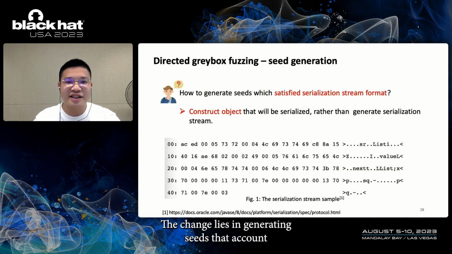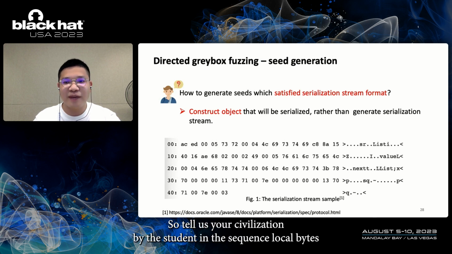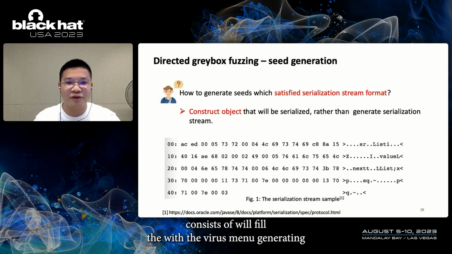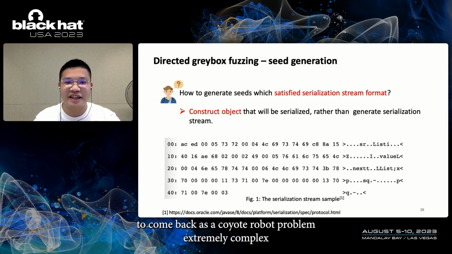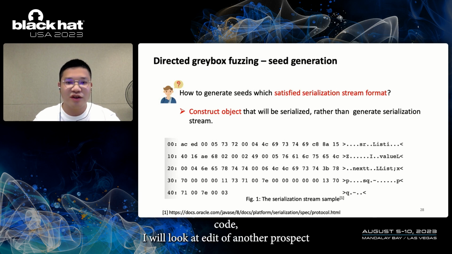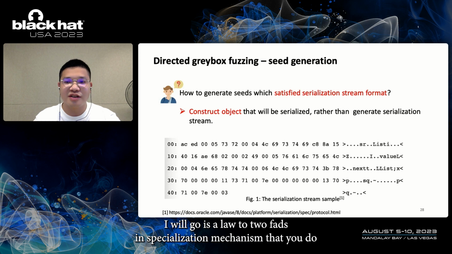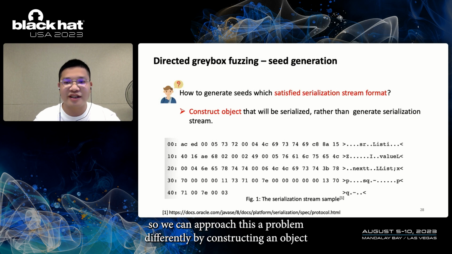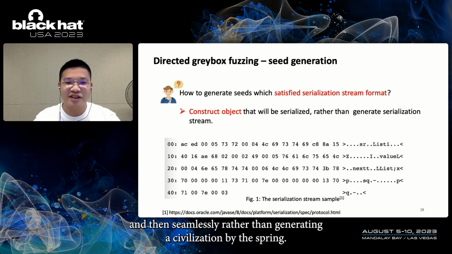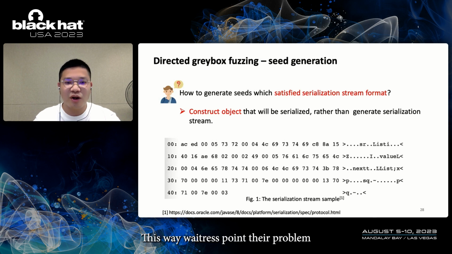The first challenge lies in generating seeds that conform to the Java deserialization data format, as shown in the slide. The Java serialization byte stream is a sequence of bytes that consists of fields with various meanings. Generating and mutating seeds based on this format can make the entire problem extremely complex. However, looking at it from another perspective, our goal is not to fuzz the deserialization mechanism itself. We can approach this problem differently by constructing an object and then serializing it, rather than generating a serialization byte stream. This way, we transform the problem into how to generate an arbitrary instance we want.